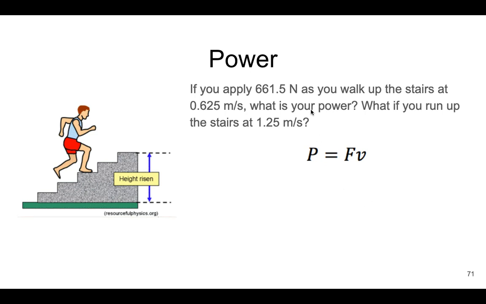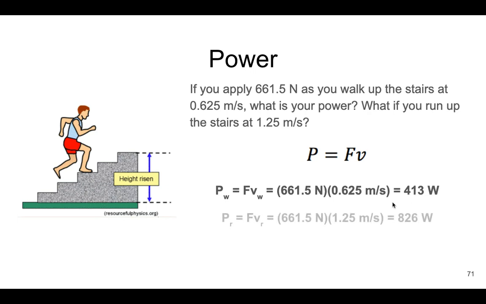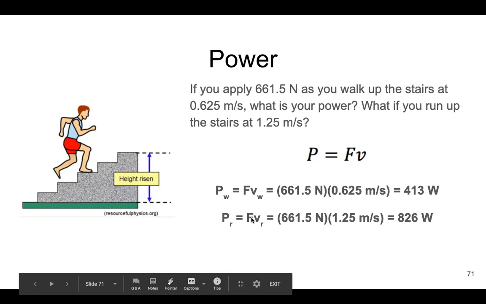So if you apply that much force as you walk up the stairs at this speed, what is your power? How about if you run up the stairs at this speed? So power equals force times velocity. Your power when you're walking is the force you're exerting, 661.5 newtons, times your walking velocity. You get 413 watts. If you're running, it's that same amount of force. Remember, you're applying the same amount of force if you're walking at a constant speed and if you're running at a constant speed. So that same amount of force times your running velocity gives you this number.